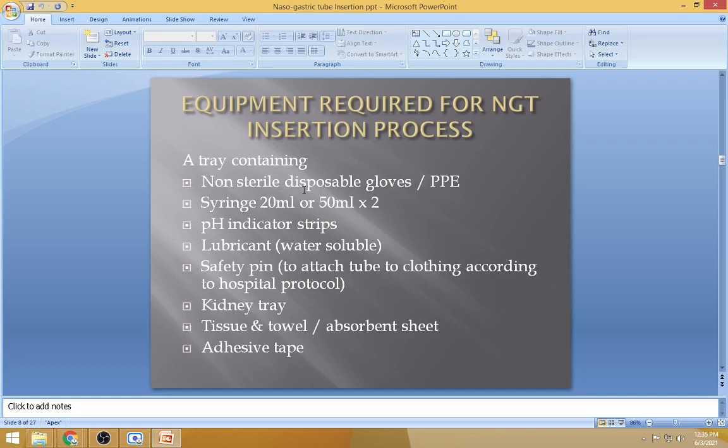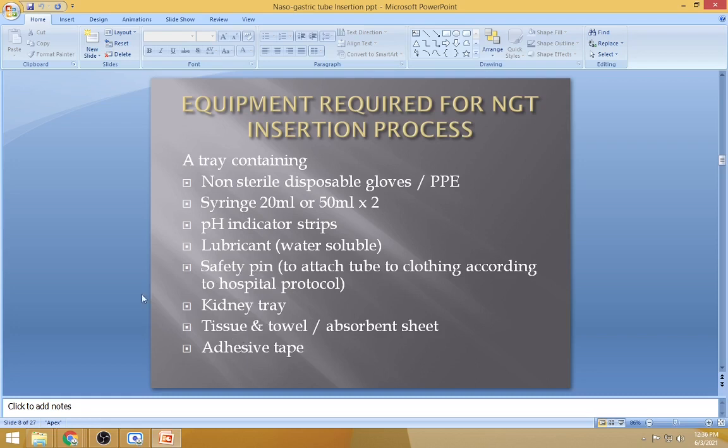So a non-sterile disposable cloth and a syringe, 20 to 50 ml, then pH indicator strips if available. Okay, this is if available. Then lubricant. In our hospital we use xylocaine gel. Then safety pin, and tape, that is any tape that we use in the hospital. Okay, kidney tray, tissues, towels, and again adhesive tape.